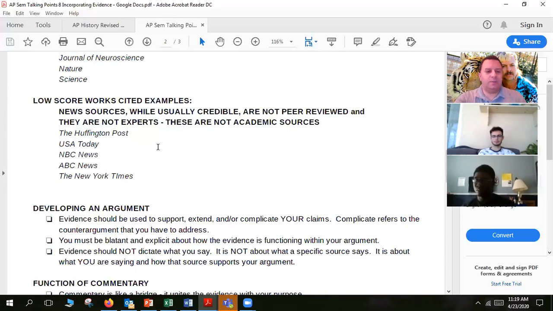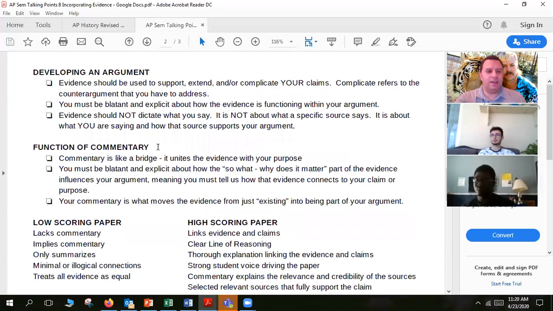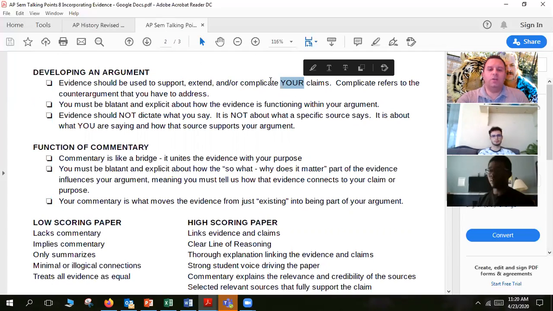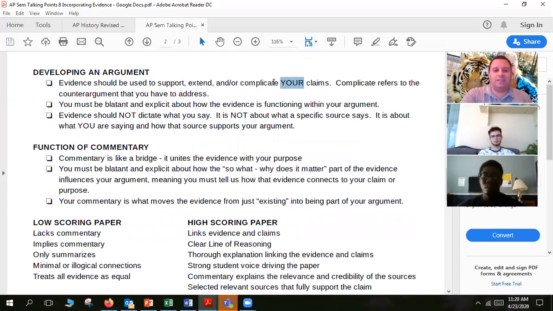And then, all right, we talked about that. And then moving towards the end, when you're developing that argument, okay, remember that it should always be used for your claims, okay? Don't just get into the trap of sort of summarizing academic studies and academic journals, okay, and these articles. You need to make sure that you can relate it back to your claim.